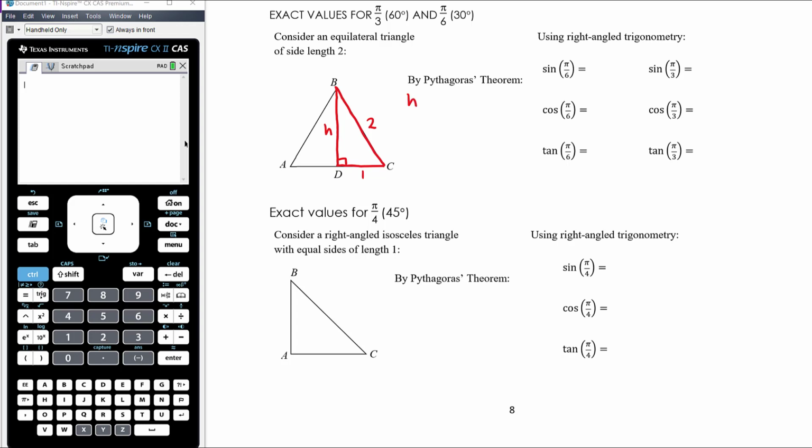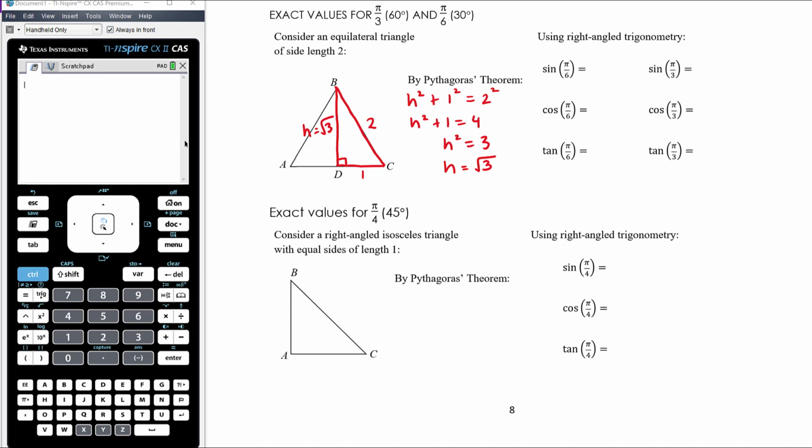And again, this is not a step I need to do every time. I know what that value is, but I can always generate it if for some reason it slips from my mind. So Pythagoras' theorem tells us h squared plus 1 squared is 2 squared, so h squared plus 1 equals 4, h squared equals 3, and so h is the square root of 3. We don't need plus minus because it's a length we're talking about in this instance. So this value over here is root 3.